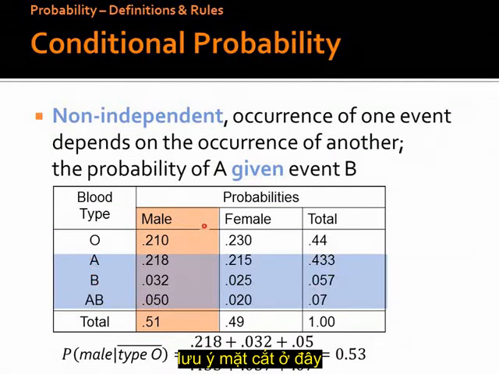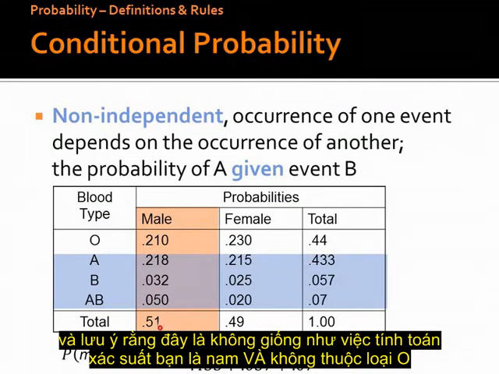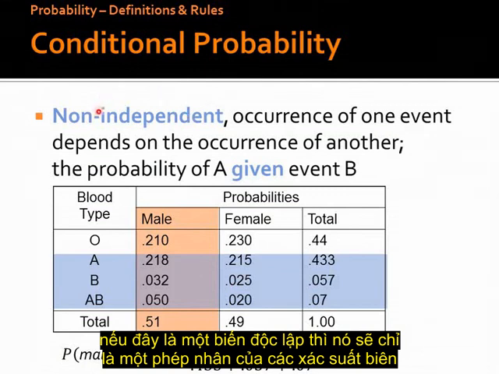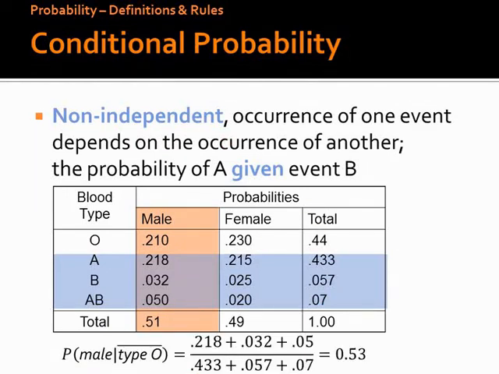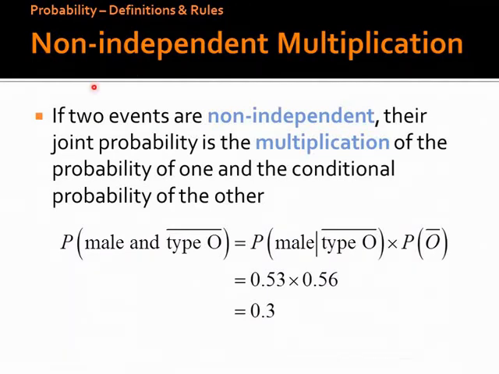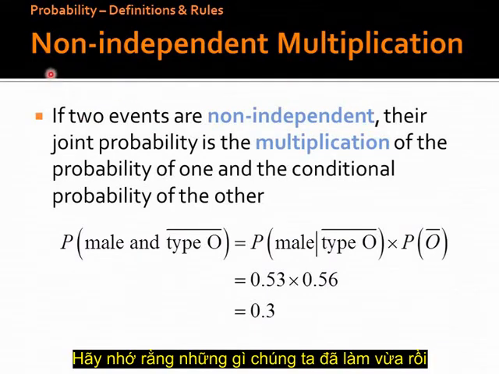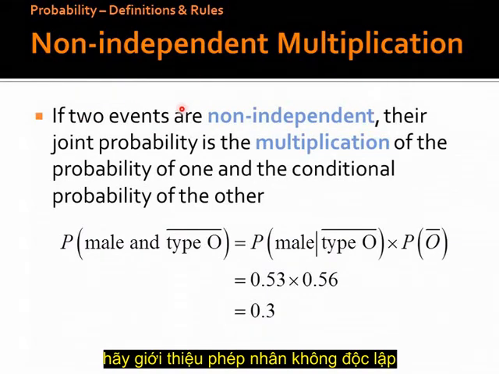Now notice the cross section here, and notice that this is not the same as calculating the probability of you being male and not type O if this was an independent variable. If this was an independent variable, it would just be a multiplication of the marginal probabilities. Keeping in mind what we did just now, let's introduce non-independent multiplication.